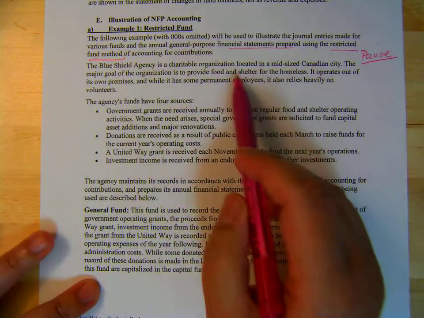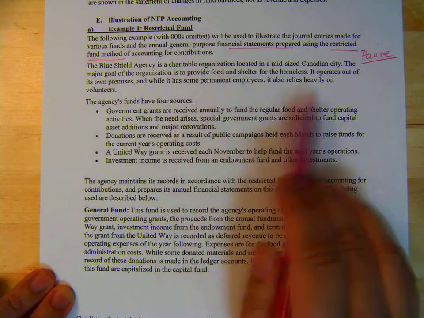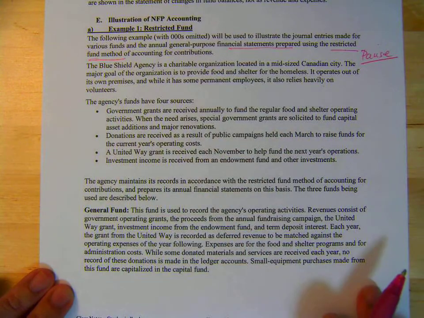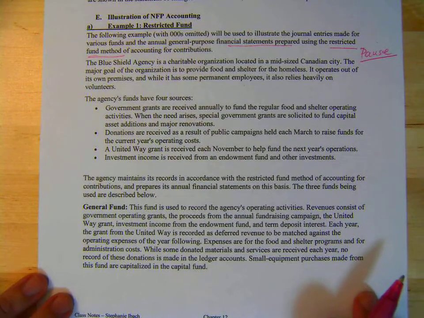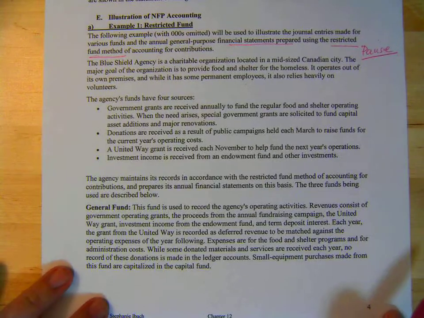Okay, so as you know, the goal is to provide food and shelter for the homeless. There are some permanent employees, but it relies heavily on volunteers. Interestingly, a lot of the people that end up as the treasurer for smaller not-for-profits have been volunteers. So they may not have the financial accounting skills that not-for-profits need. So that's the reason why you guys, as accountants, are in such high demand for boards.